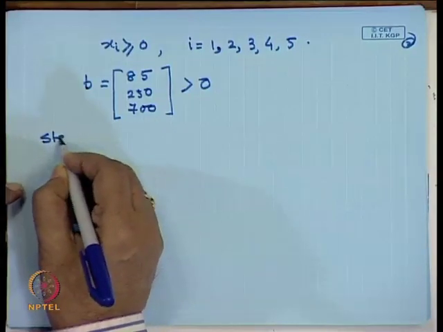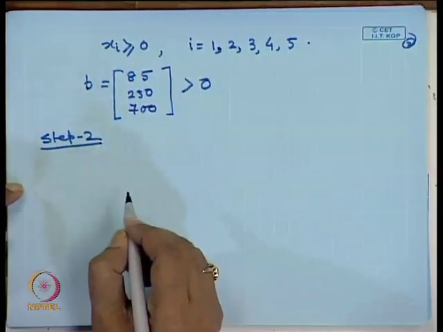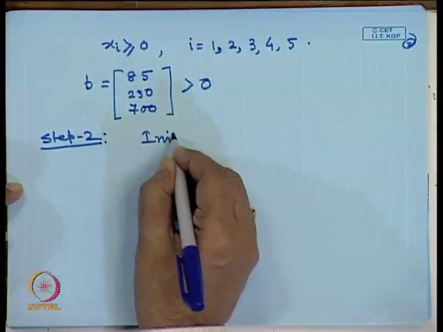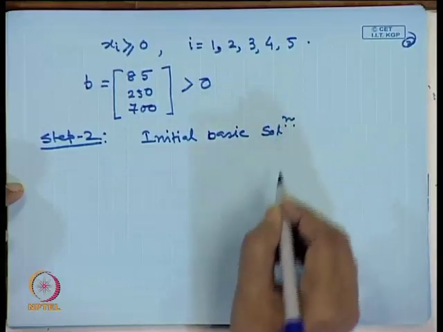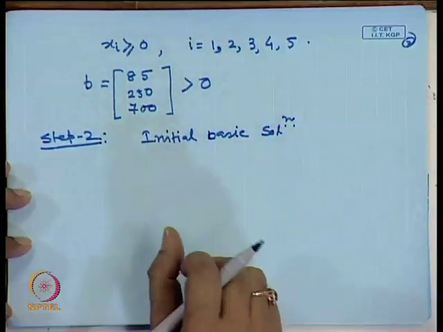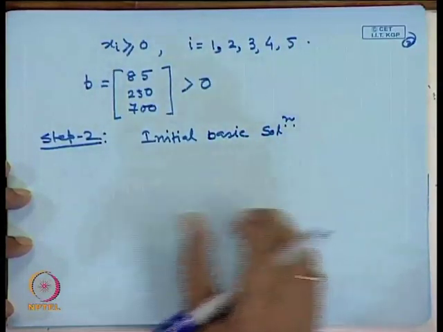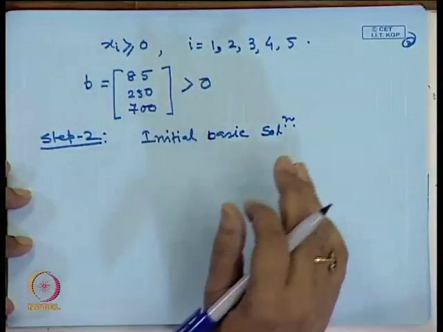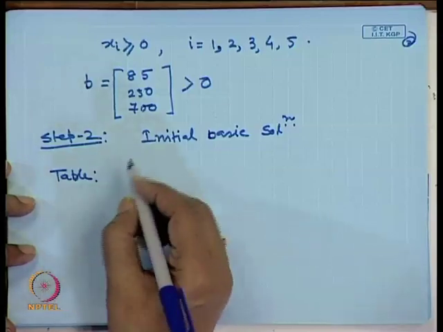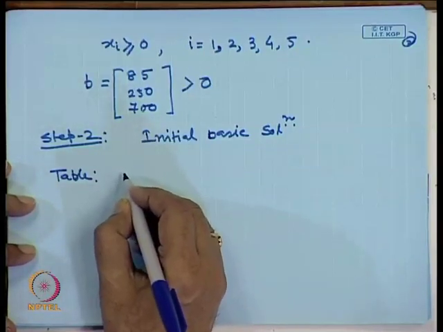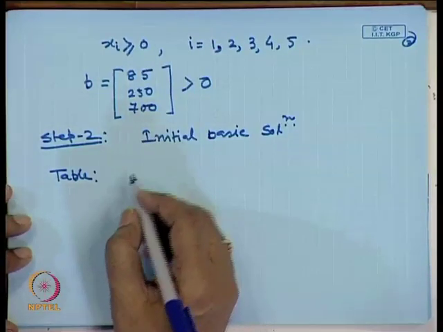Next, we start with the initial basic solution, the same way we did it for the algebraic approach. We have to identify which variables are non-basic and which are basic. The non-basic variables are assigned 0, and the basic variables we can calculate from the expressions. Now I am writing it in tabular form, in exactly the same manner. So this is the initial table for the LP problem, the basic variable table, table 1.